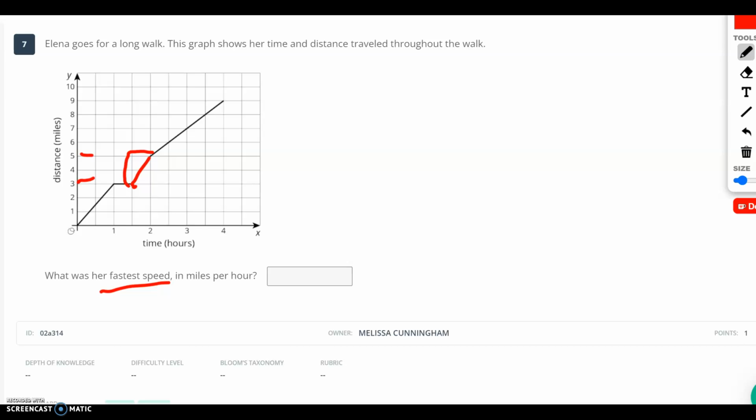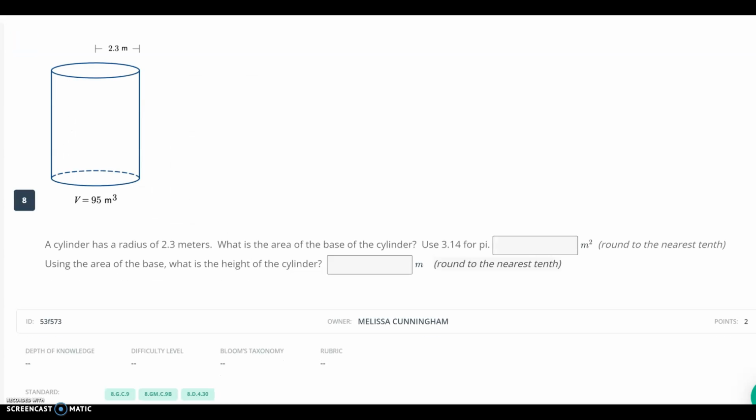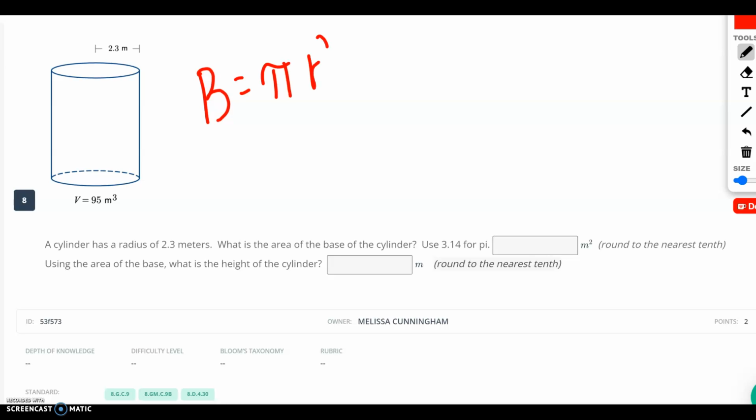We went from 3 to 5, so we went up 2. We went from 1.5 to 2, so we went over 0.5. Change in y over change in x, or rise over run, that would give me 4. So what was her fastest speed in miles per hour? It was 4. Okay, question number 8. Cylinder has a radius of 2.3. What is the area of the base of the cylinder? The area of the base is pi times radius squared.